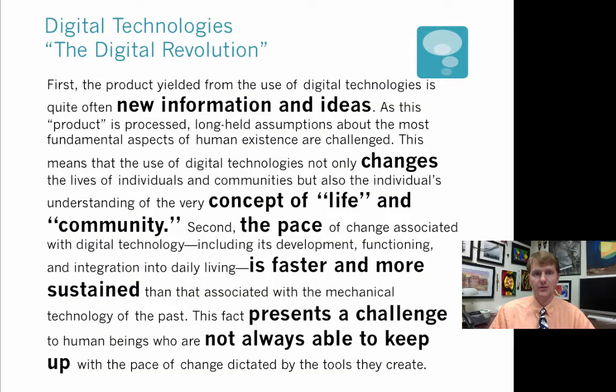The digital revolution brings new information, ideas, changes, concepts of life and community, and the pace is faster, more sustained. It presents a challenge, as we're not always able to keep up with the pace of change. Humans aren't. So these are things that we have to take into account when we are teaching in this society. And I'm a firm believer that sometimes you've got to slow down. You've got to say, all right, I can do it real fast, but we've got to slow down. We've got to get kids on pace to acquire the knowledge that they need to acquire, and not just push through it because we can.